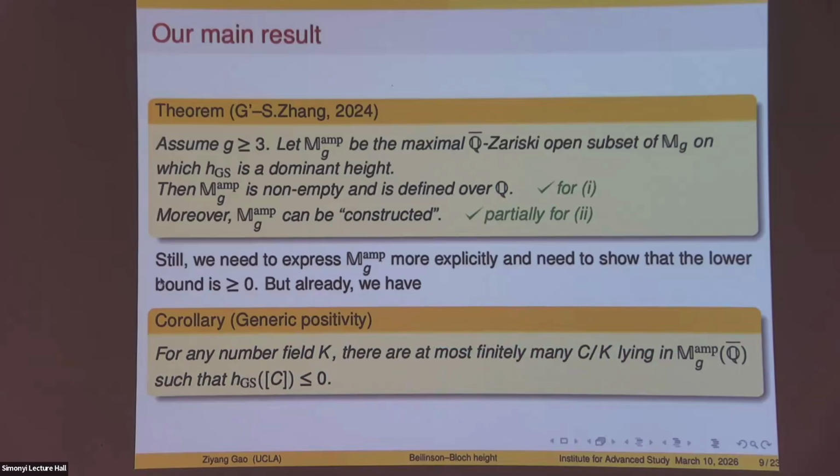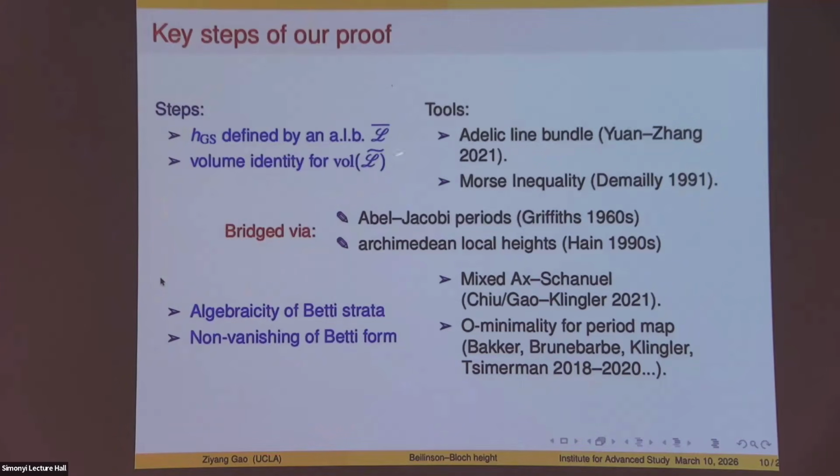Okay. And now let me talk about this proof. First of all, I want to underline some key points in the proof. There are some arithmetic parts and some geometric parts. The arithmetic part, the first tool we use is the theory of adelic line bundles developed by Ziyang Gao in 2021. It's published this year.